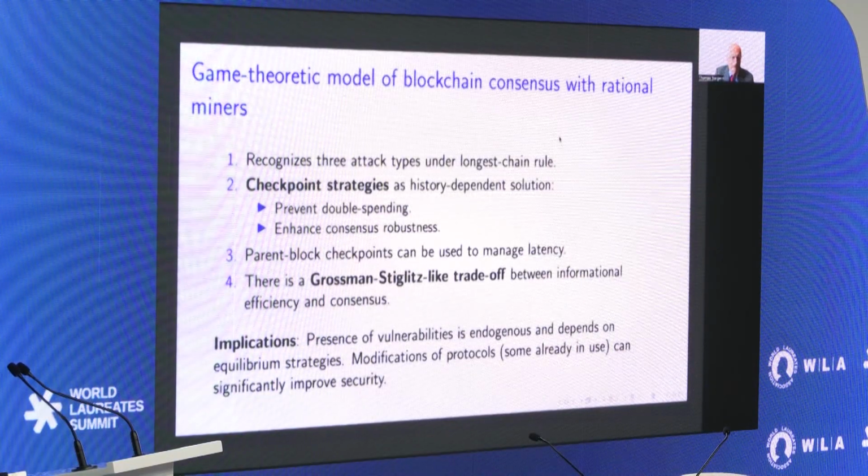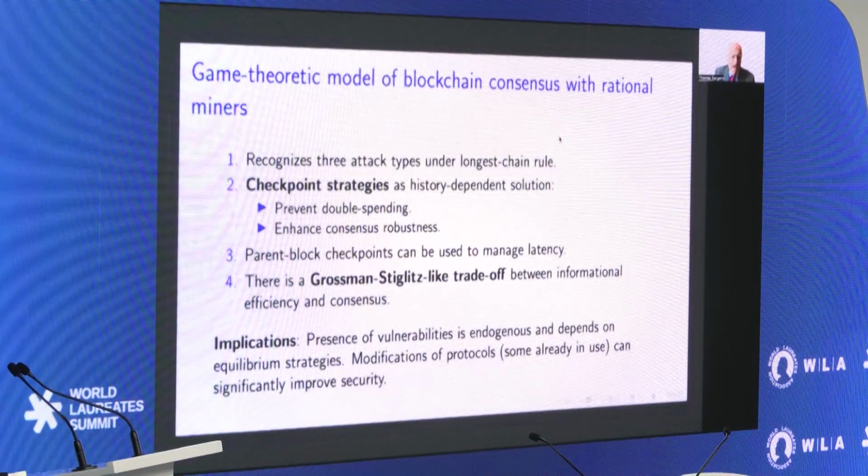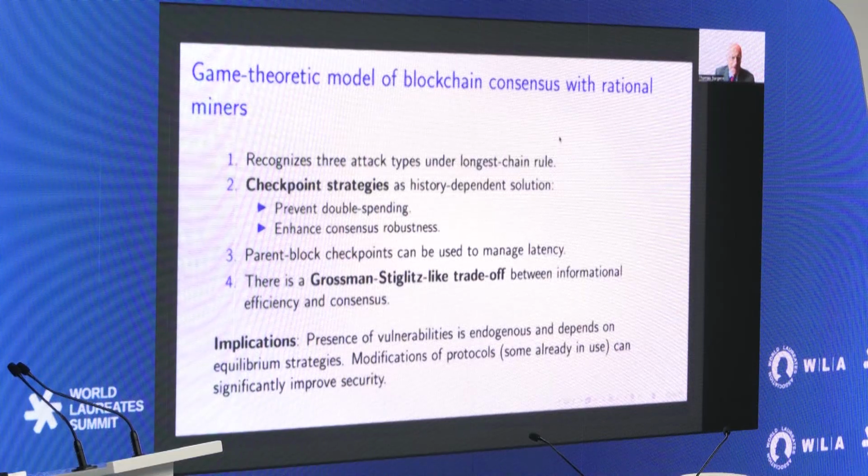What the paper does is it recognizes that under a commonly used rule inside blockchains called the longest chain rule, there's vulnerability to these 3 kinds of attacks. It also proposes that there's a way to modify blockchains by using particular strategies. It's an important possible suggestion.